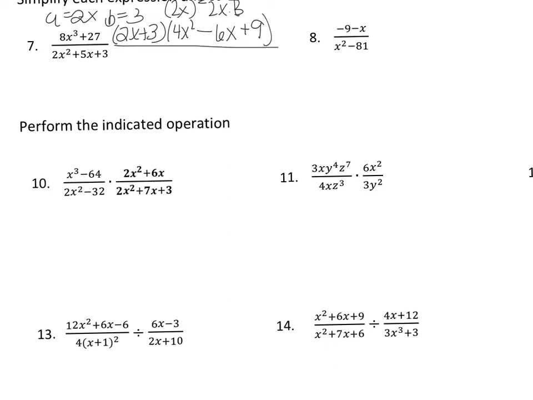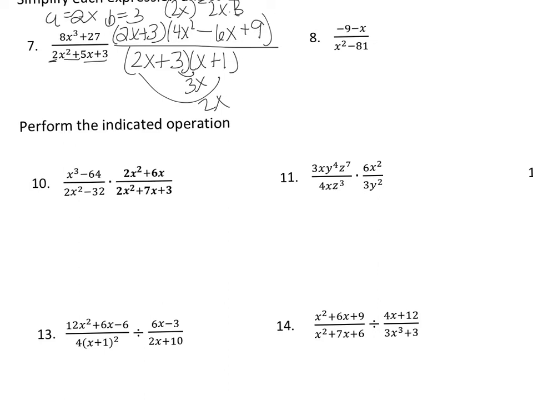The denominator is a trinomial with a coefficient. My leading coefficient 2x means it's got to be 2x and x. And a positive 3 and a positive 1. If I have this, that gives me 2x, and that's 3x. They're both positive because these are both positive. So 2x plus 3 and x plus 1.